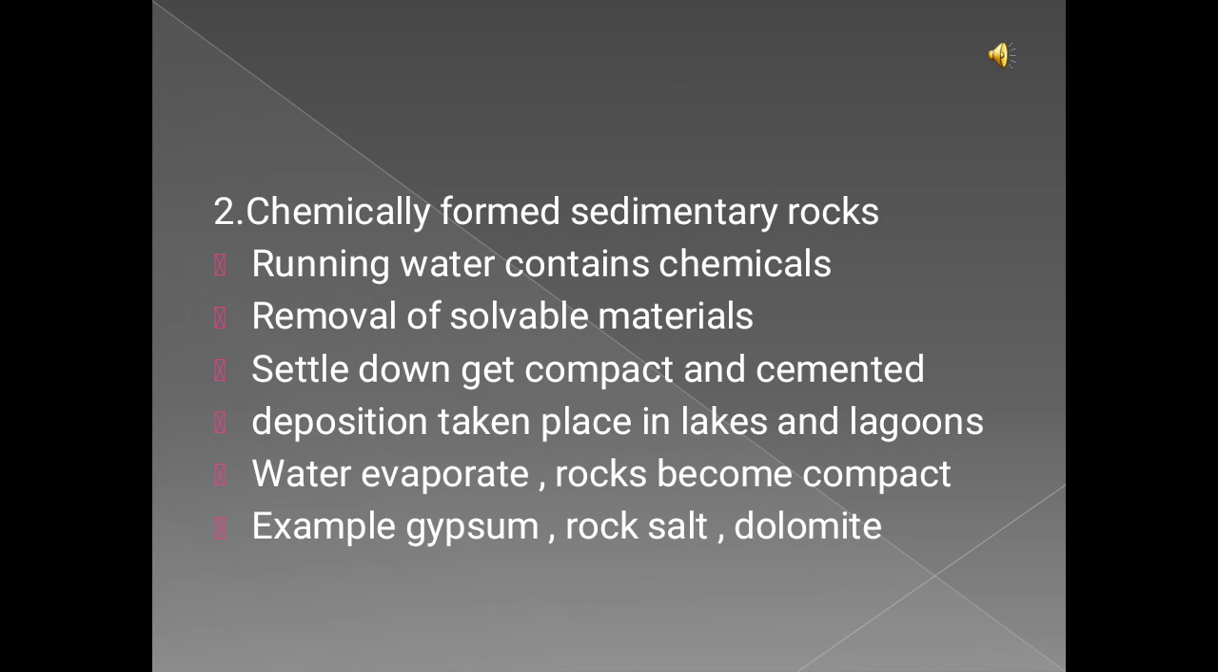So the deposition generally takes place in lakes and lagoons. These are very rarely found in the depressions, but mostly they are found in the lakes, riverbeds, etc. So the water evaporates and the rocks are compacted. The main examples of such kinds of sedimentary rocks are gypsum, rock salt, dolomites. These are the main rocks formed by chemical reactions. And basically, remember that these types of sedimentary rocks are formed in the river beds, in the lake beds. Clear?